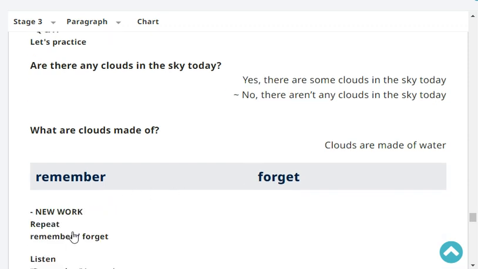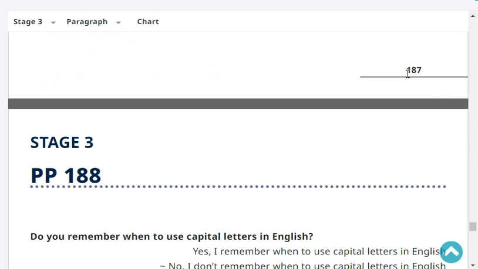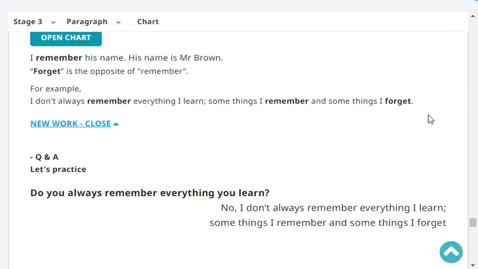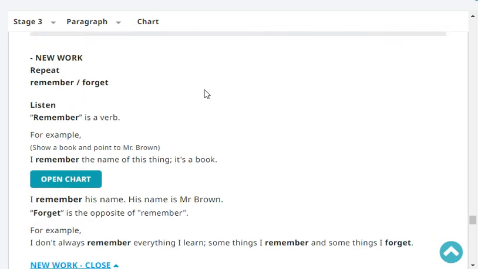Next, repeat. Remember. Forget. Very good. Okay, listen. Remember is a verb. For example, I remember the name of this thing. It's a pen. I remember his name. His name's Mr. Brown. Forget is the opposite of remember.